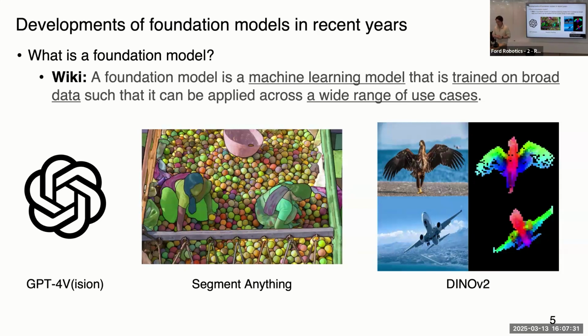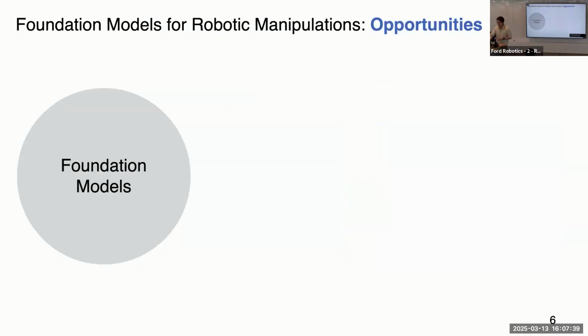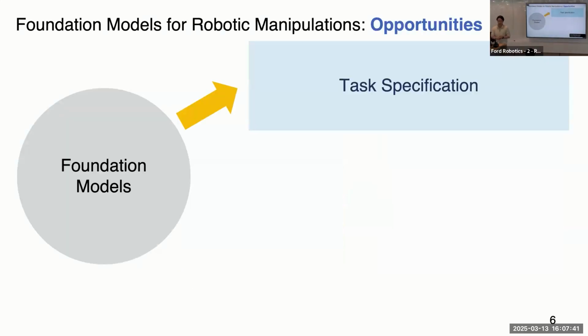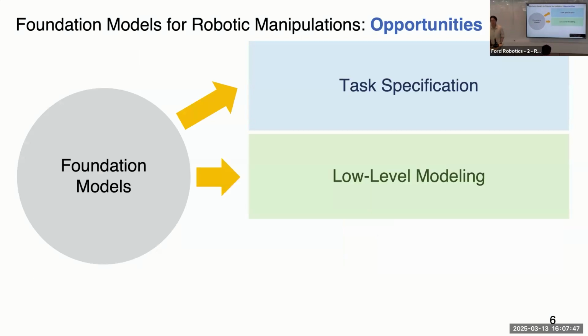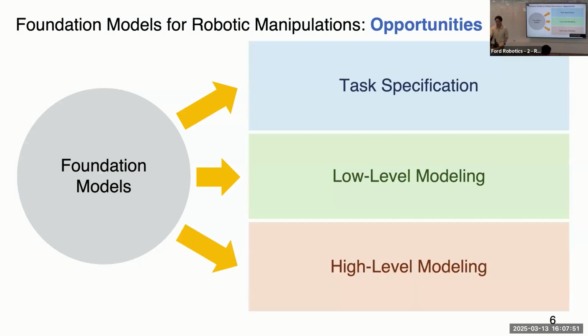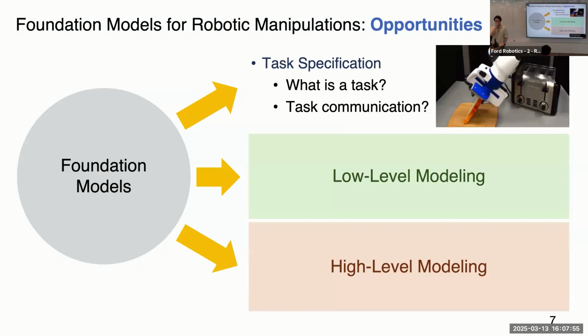But for the sake of today's talk, I will call all of them foundation models and show you some of the unique opportunities they can bring into our robotic systems. Specifically, I will talk about three key opportunities we identified. The first one is task specification. The second is low-level modeling of the environments, and then high-level modeling of the environments. So, starting with task specification.